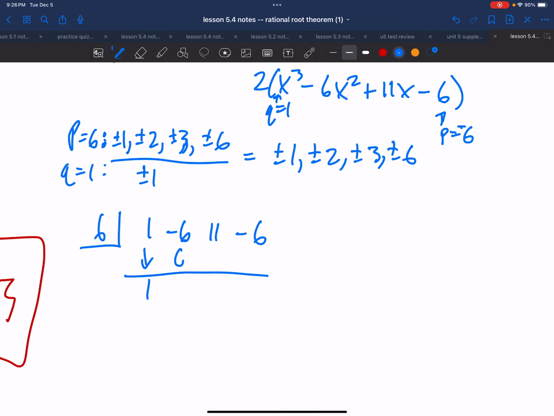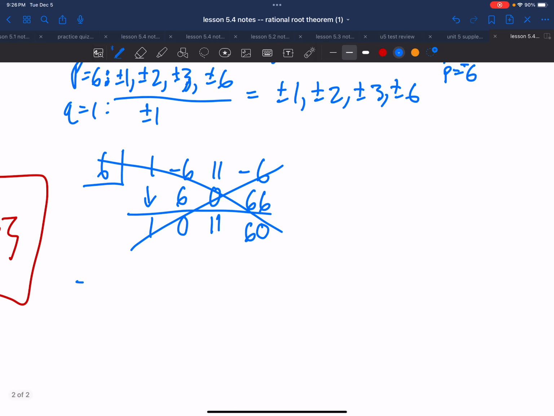So 1 times 6 is 6. I already know this doesn't work, but whatever. I can more clearly see that doesn't work, right? Saves me a little bit of math there. Let's try negative 6. We'll drop the 1. So negative 6, 11, negative 6. So 1 times negative 6 is negative 12.